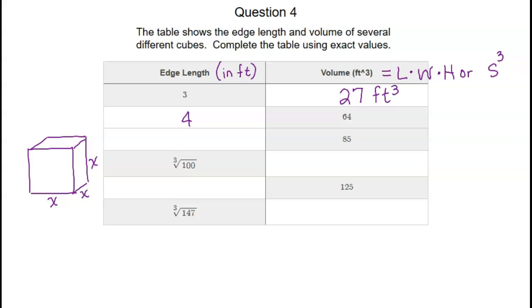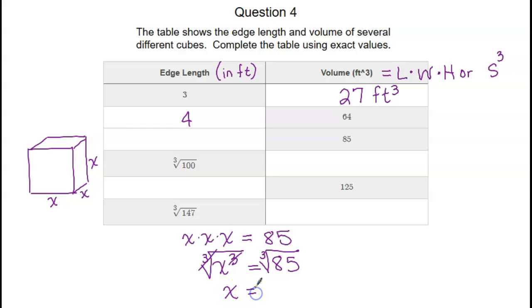For the next one, again, we have the actual volume, and what we're trying to do is find the edge length. And so if we set this up the same way we set up the last one, we would have x times x times x is equal to 85. So x cubed is equal to 85. So there's some number that when we multiply it times itself three times, we get 85. So we can take the cube root of both sides. Remember, your index and your exponent have to match, and whatever you do to one side, you have to do to the other. So the exponent and the radical would cancel out.